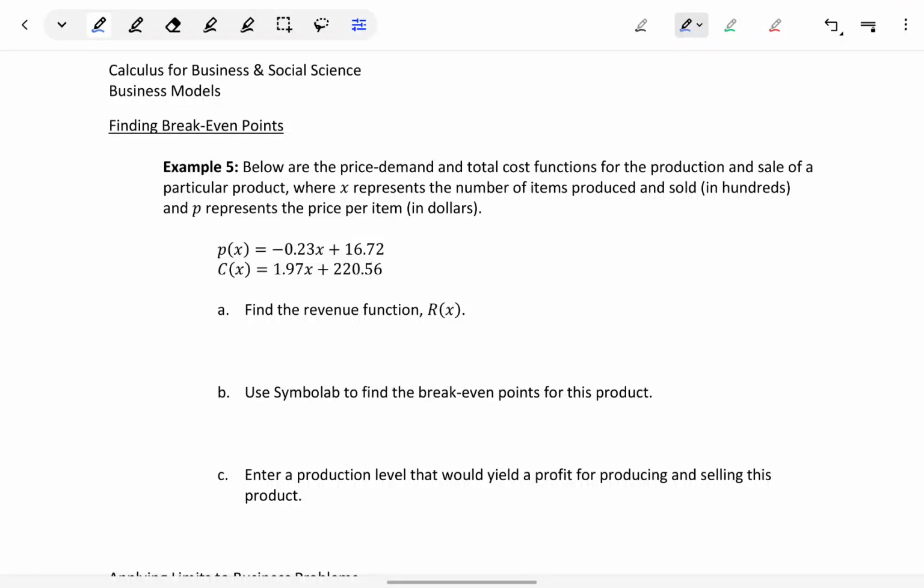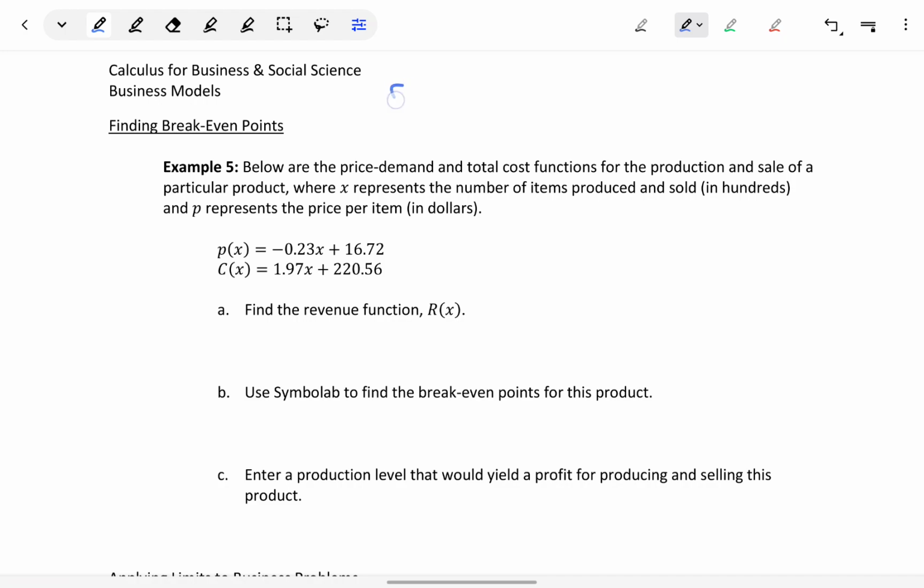The next application we want to talk about is finding the break-even points for a company. There are two ways to go about finding break-even points. A break-even point occurs whenever our revenue, the money that we're bringing in, is exactly equal to our cost, the money that we're paying out. So the result of our business is nothing. We have nothing to show for it.